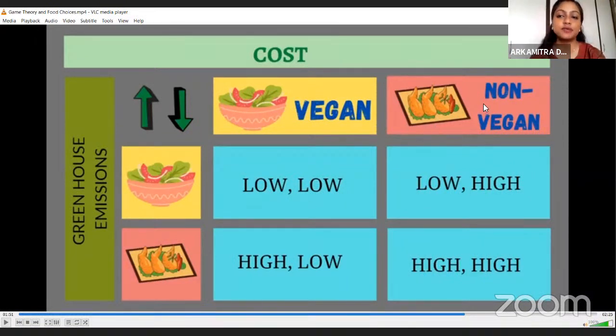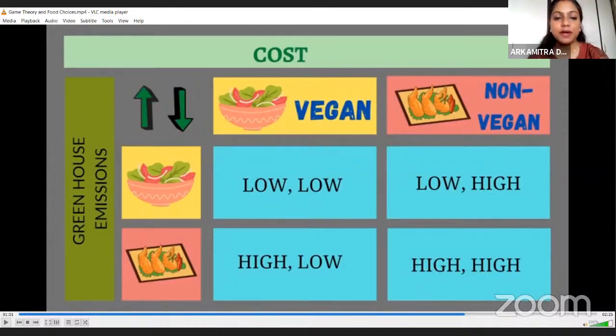So with this same data, I've used cost and greenhouse emissions to see the payoff matrix of our choice between vegan and non-vegan food. For vegan food, the top left grid shows a lower cost as well as lower greenhouse emissions. Diagonally, for non-vegan diet, it shows a high cost and high greenhouse emissions. And vice versa for the low-high and high-low. So if you're looking at vegan and greenhouse emissions, then that's low. If you look at non-vegan and cost, then it's pretty high. Same way, if you look at cost and vegan, then it is low. If you look at greenhouse emissions and non-vegan, then it's pretty high.